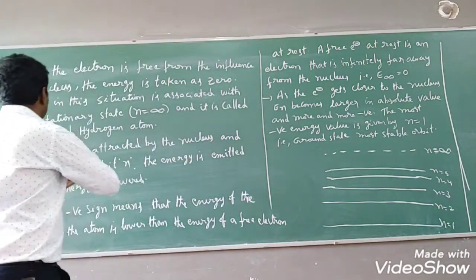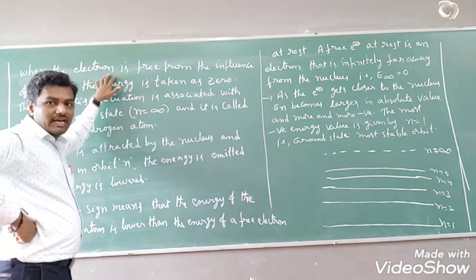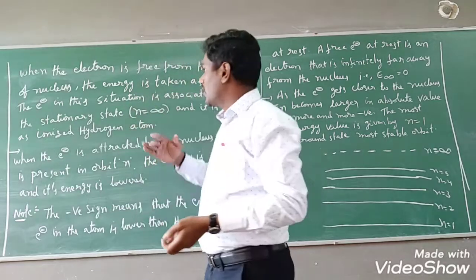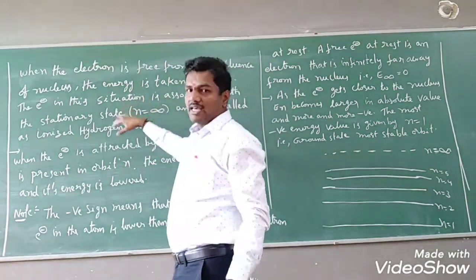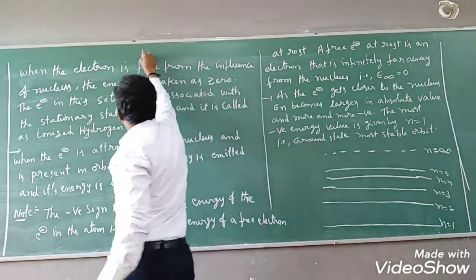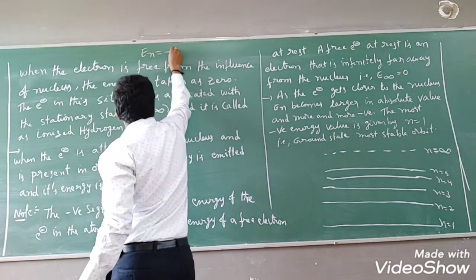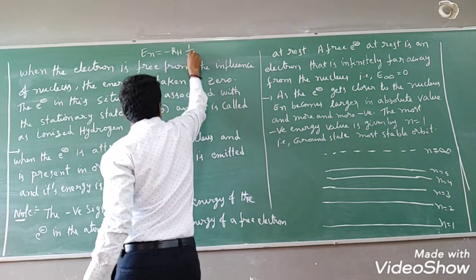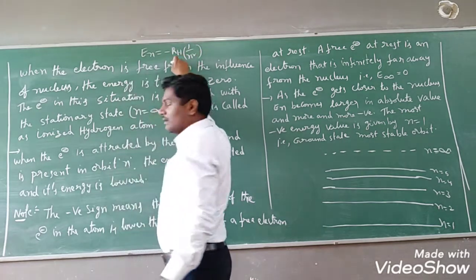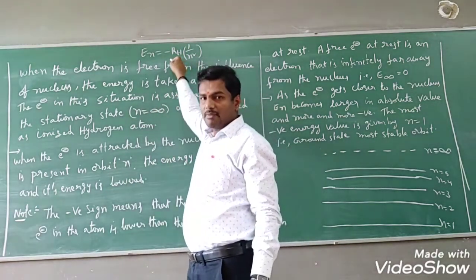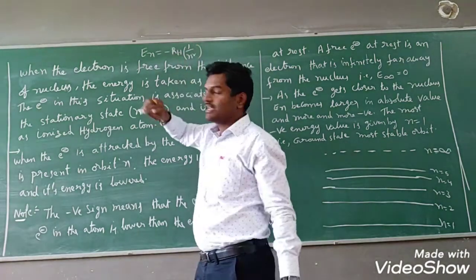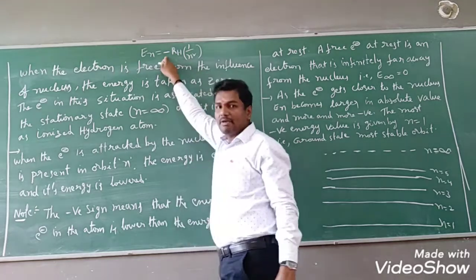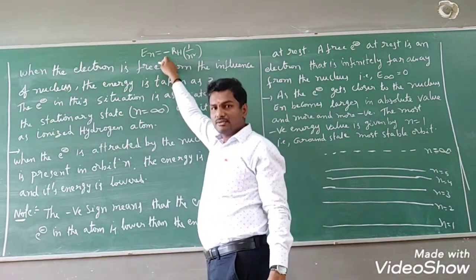Now let us see, this is the continuation part of the energy expression. Already in the previous class we have seen the energy expression, that is En equals minus RH into 1 by n square. RH value I have given to you: 2.18 into 10 to the power minus 18 joules. Why have we used the negative sign here? What is the reason behind it? That we are going to discuss now.